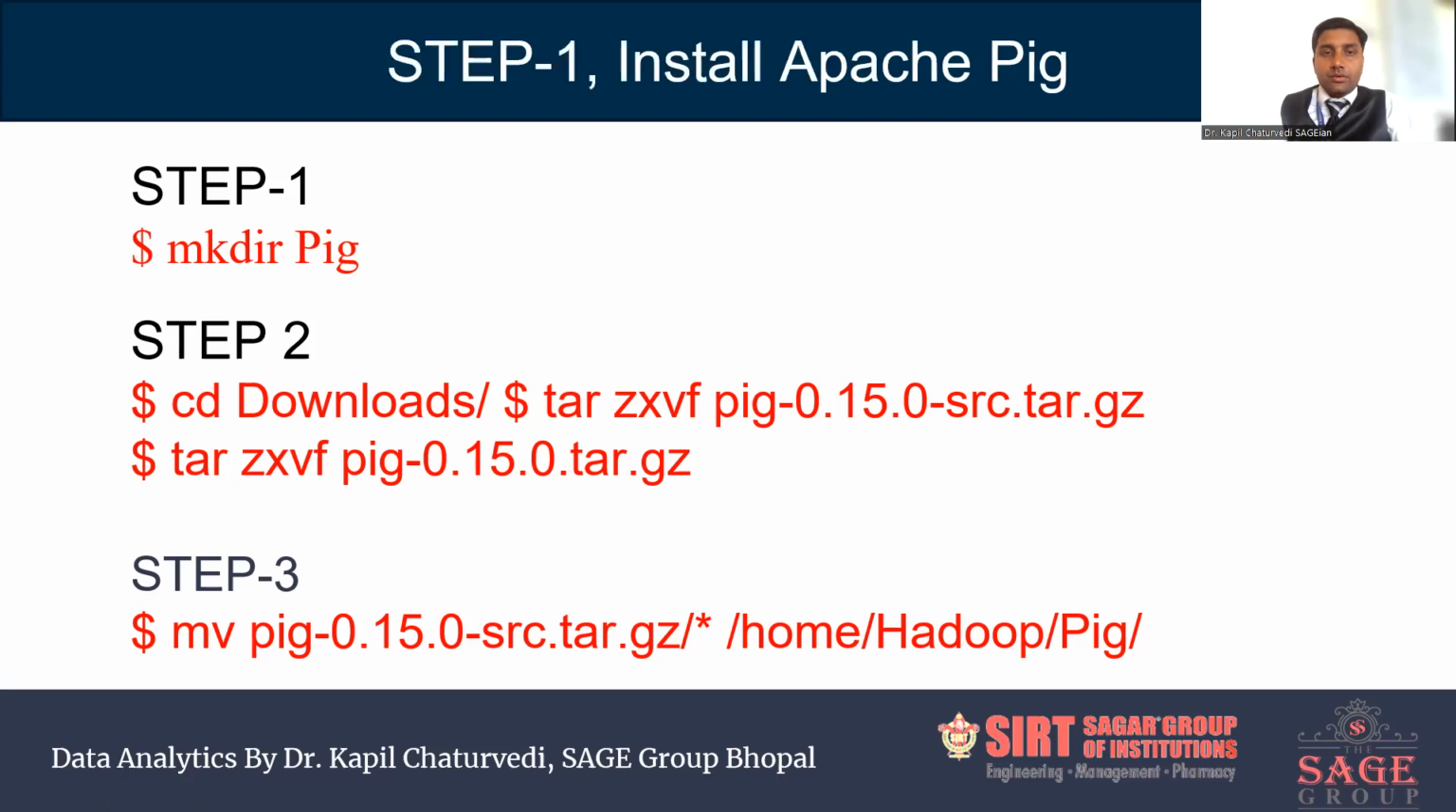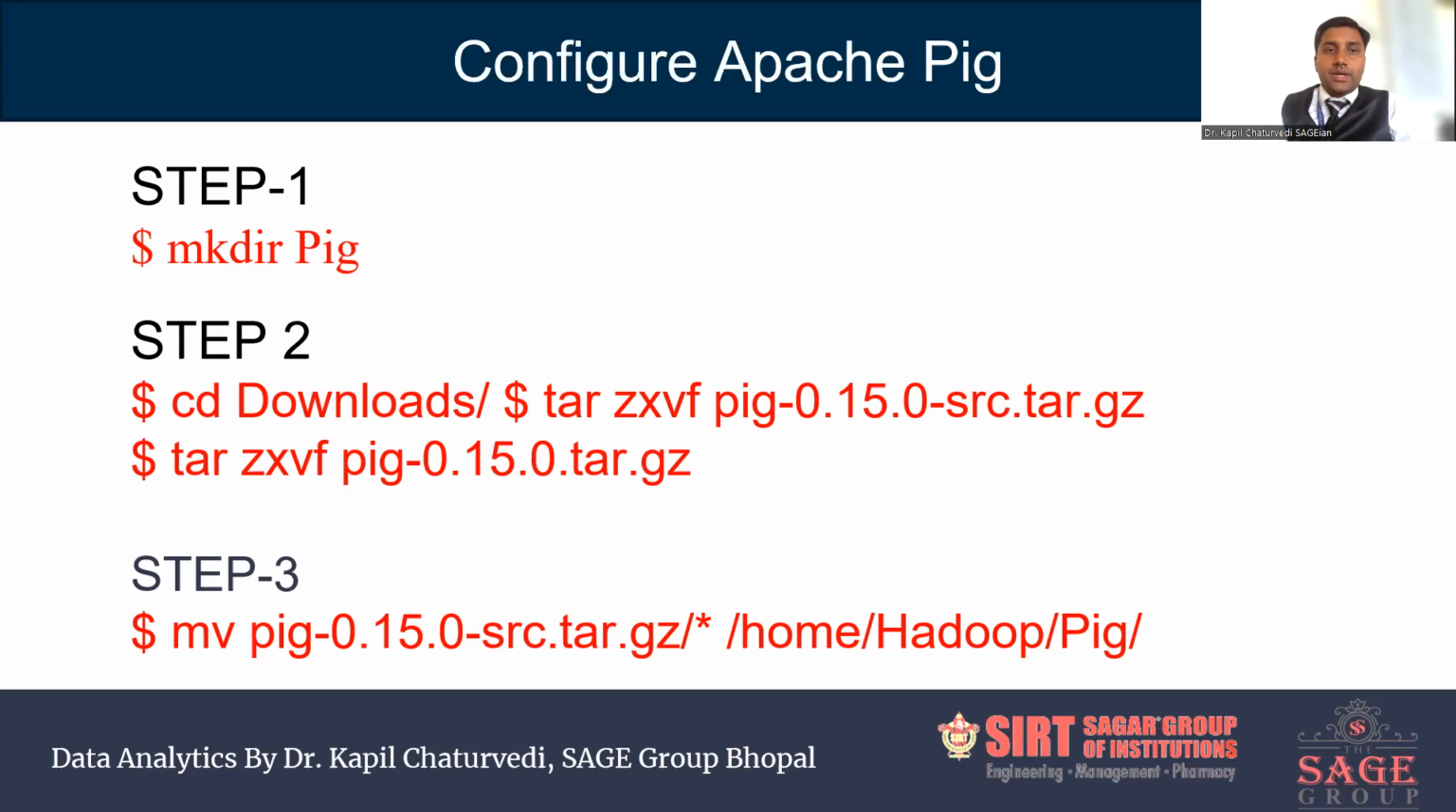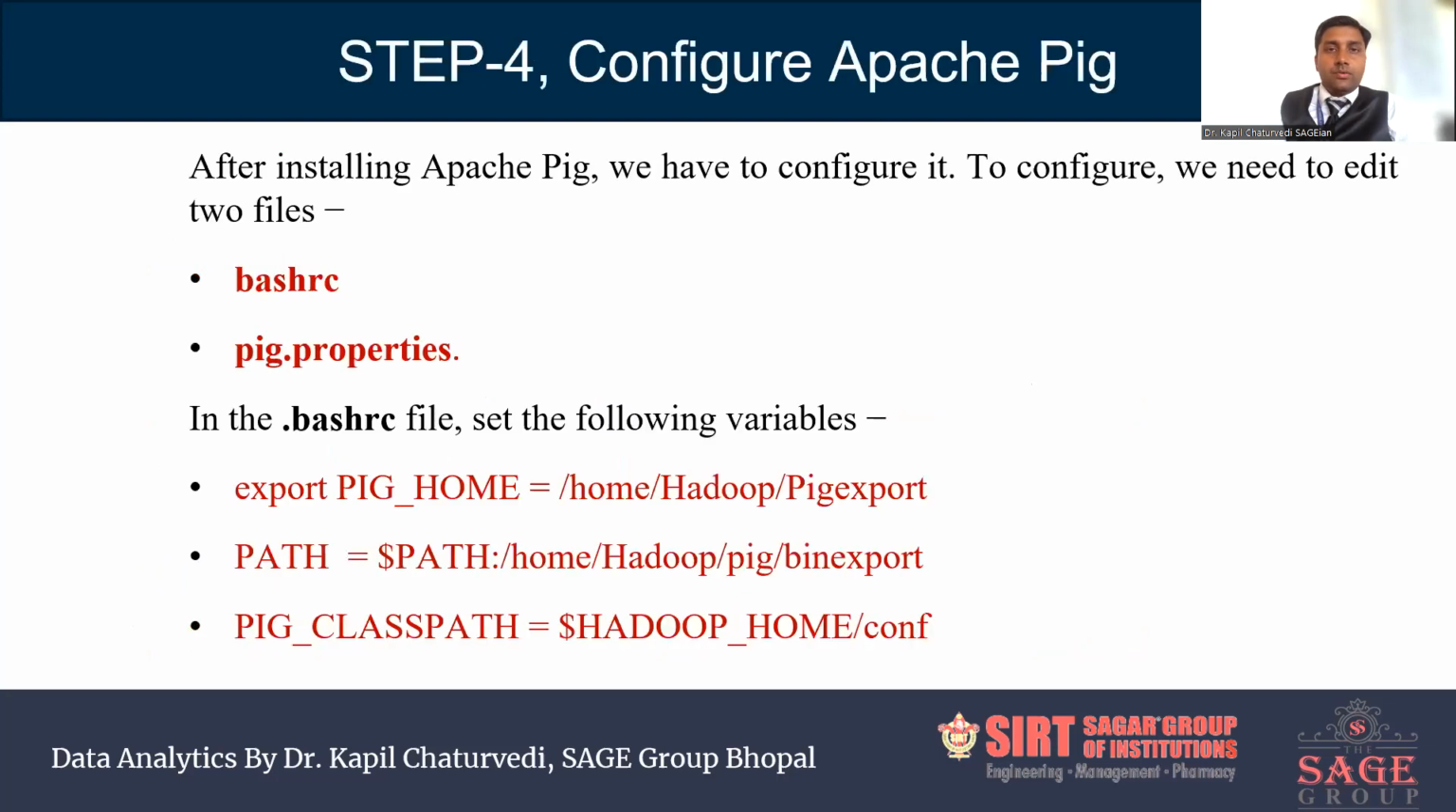Now, once we install that PIG, we just have to copy that extracted file in our PIG folder. Once we follow the procedure, we ensure that the installation process is complete by copying that required file in the PIG folder. Now we have to make some configurations. So after installing Apache PIG, we have to configure it.